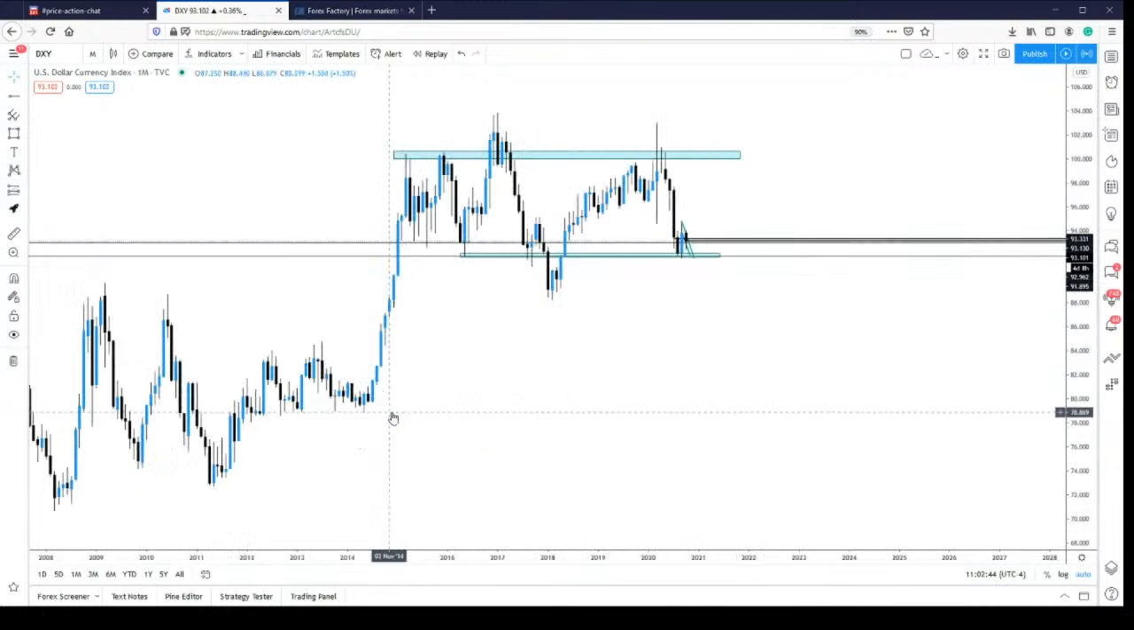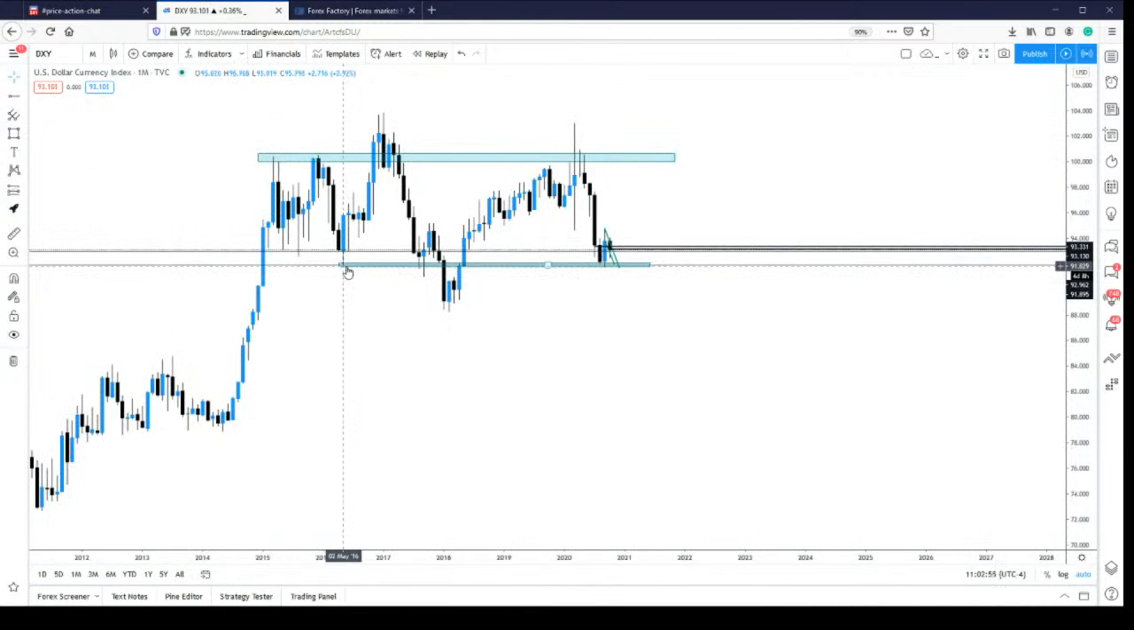So first and foremost, the key zones. This is the resistance zone for the dollar index, right around 100, the 100 psychological level. And then we have the support zone right near 91.83. You can see a bounce here, and now we're using it as support.